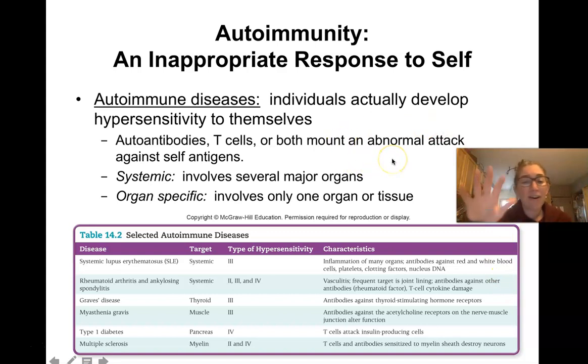And they can fall under different types of hypersensitivities. So lupus is a type 3 hypersensitivity. It's due to IgG antibodies that cause clumps of antigen-antibody complexes to form in different tissues. But rheumatoid arthritis can be type 1, type 2, type 3, or type 4. Type 1 diabetes is type 4. It is due to T cells that are killing certain cells in the pancreas.